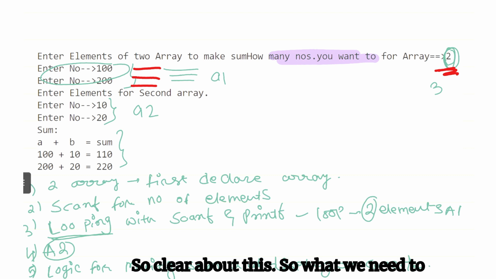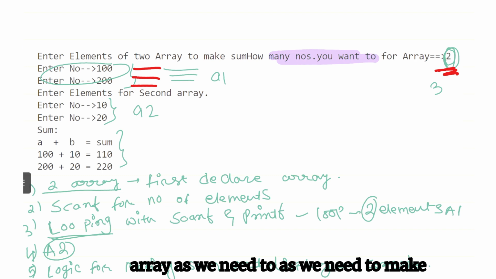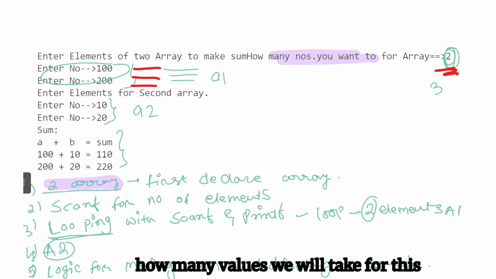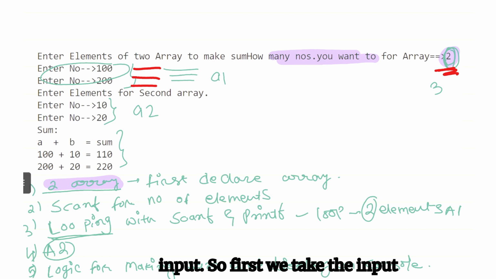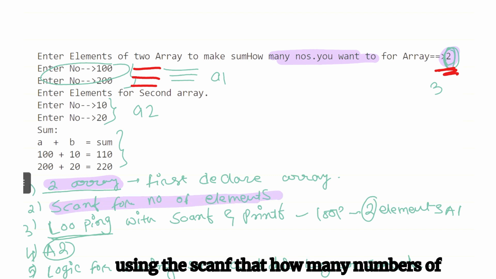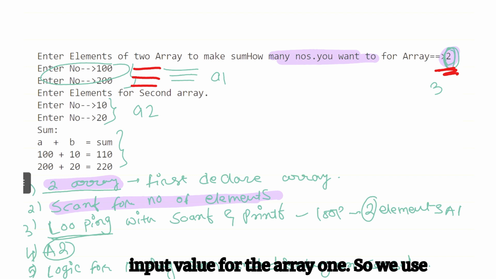So, clear about this? What do we need to do first? First, we need to declare two arrays, as we need to make the sum of two arrays. Second, how many values we will take for these arrays depends on the user's input. So first we take the input using scanf, for how many elements you want for each array. Third, we need to take the input values for array 1.